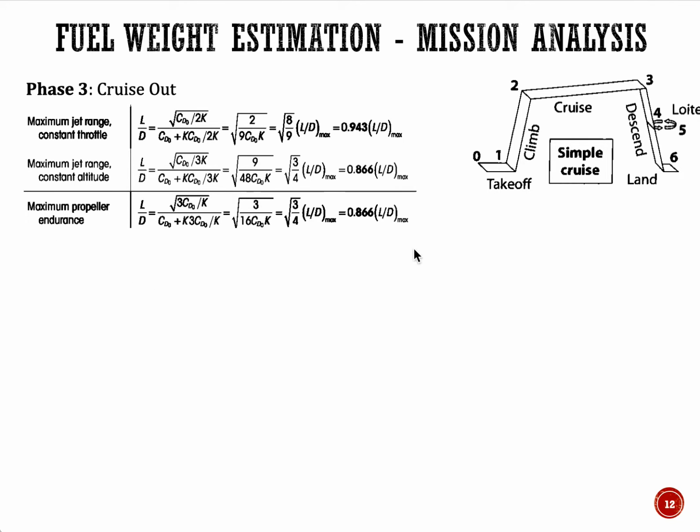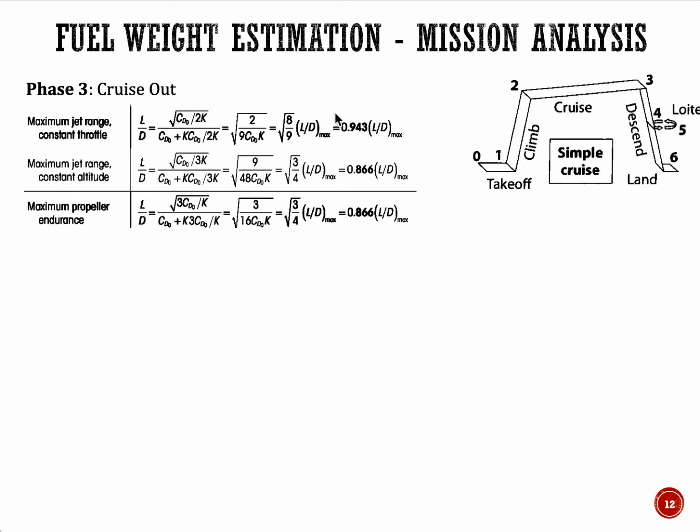Here, I took this from Raymer. You have different equations for different types. You get the maximum jet range at constant throttle, maximum jet range at constant altitude, and maximum propeller endurance L over D. So these are L over D at different settings here.